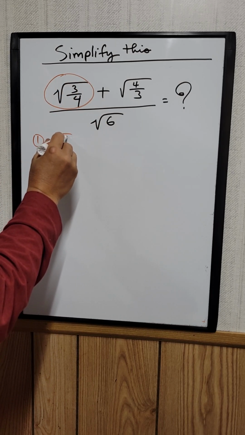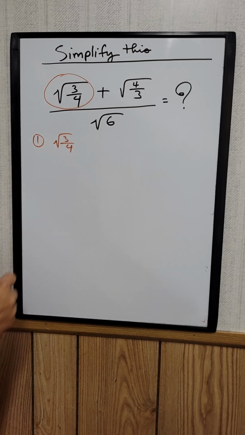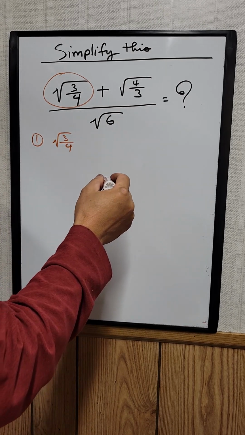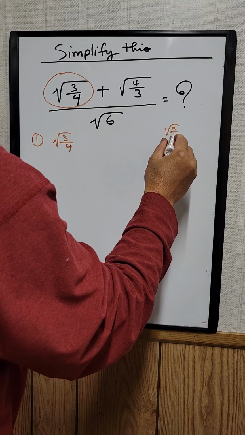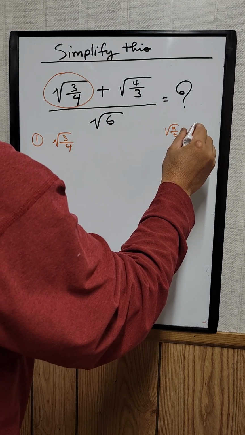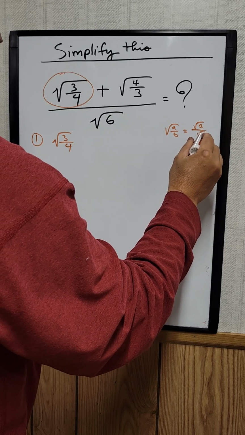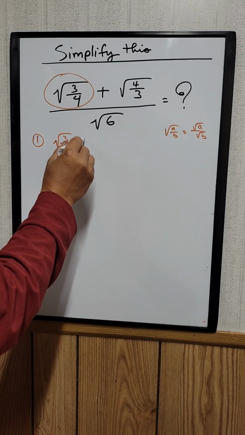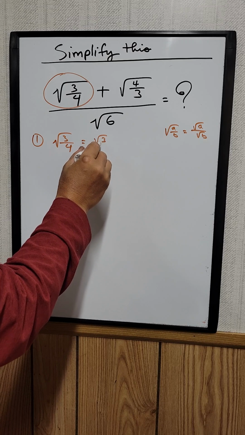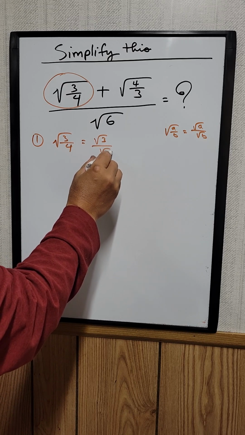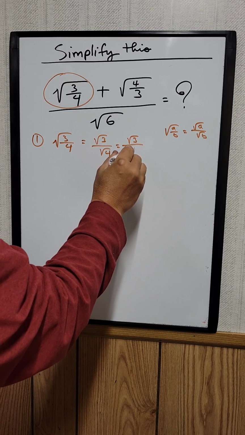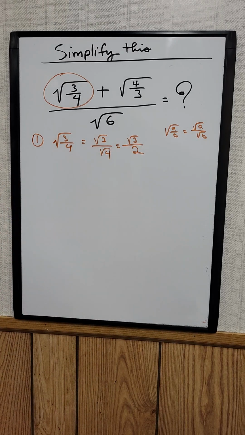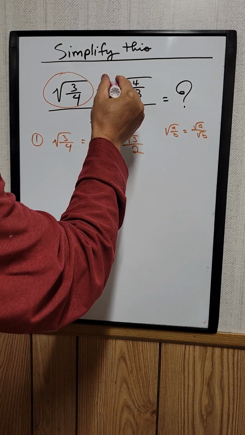So the square root of 3 over 4. There's an exponent rule that states that if you have the square root of a divided by b, we can split it up as the square root of a divided by the square root of b. So from there we can say the square root of 3 divided by the square root of 4, which is the square root of 3 divided by 2. Okay, now let's solve the second one.